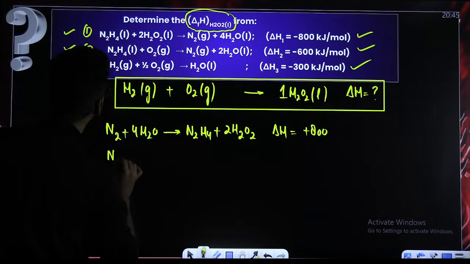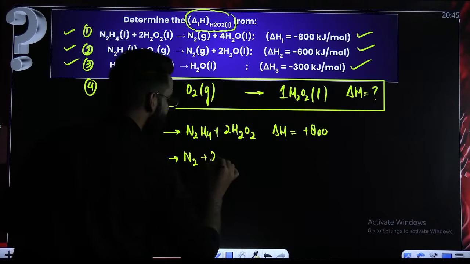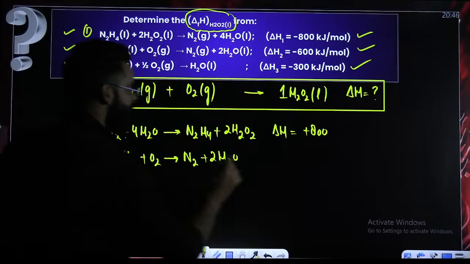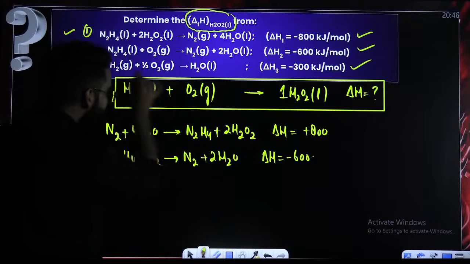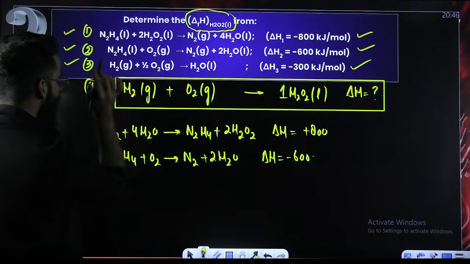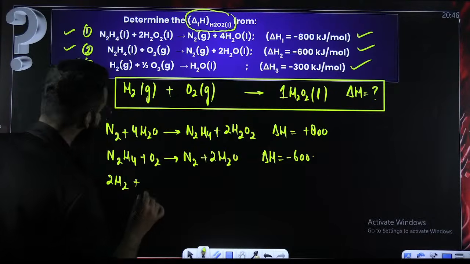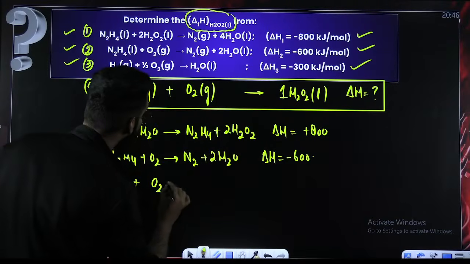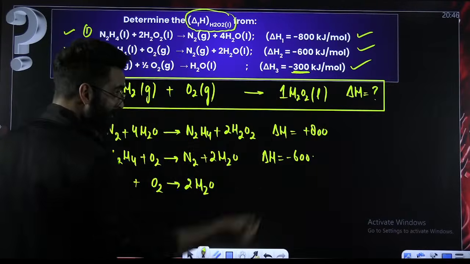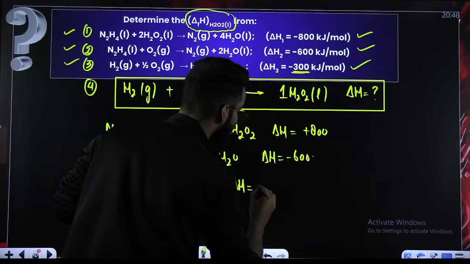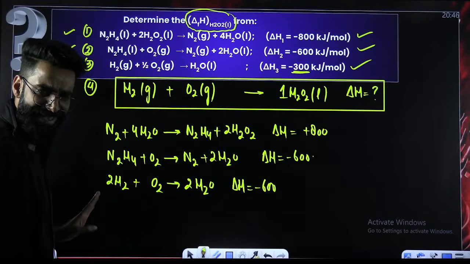Second reaction I'm keeping as such. N2H4 plus O2 gives N2 plus 2 times H2. Its delta H is minus 600 kilojoules per mole. The third reaction, I'm multiplying by 2. When I multiply this reaction by 2, it becomes 2 times H2 plus O2 gives 2 times H2O. Since I multiplied this reaction by 2, the delta H has to be multiplied by 2 as well, so delta H here will be minus 600 kilojoules. Right, people? Till here, I believe everything is clear.